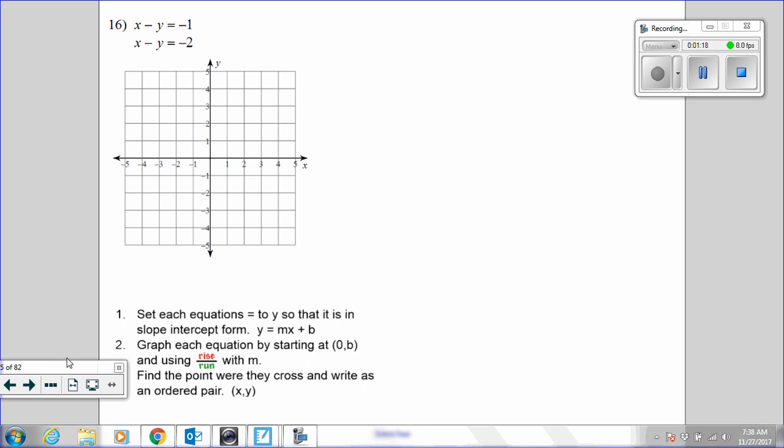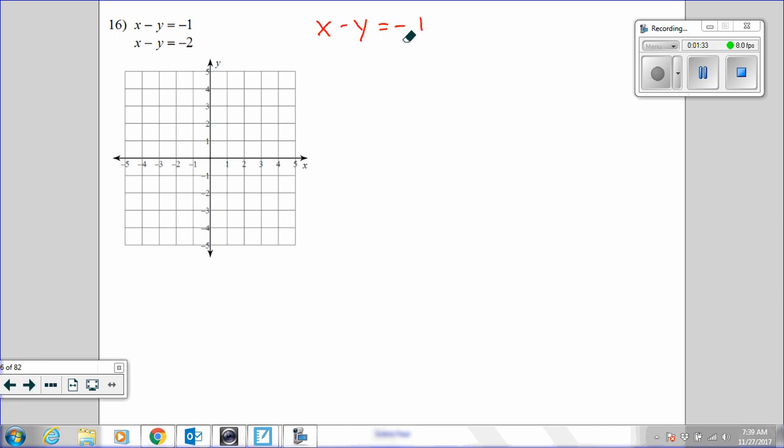Okay, here I have x minus y is equal to -1 and x minus y is equal to -2. And I'm going to graph it and see where they cross. My first step is to set each one equal to y so that it looks like y equals mx plus b in slope-intercept form. So I start off with x minus y is equal to -1, and I want to isolate the y by itself. So the first thing I'm going to do is go ahead and subtract x on both sides. Once I do that, I'll simplify this down, and that's going to get me -y is equal to -x minus 1.